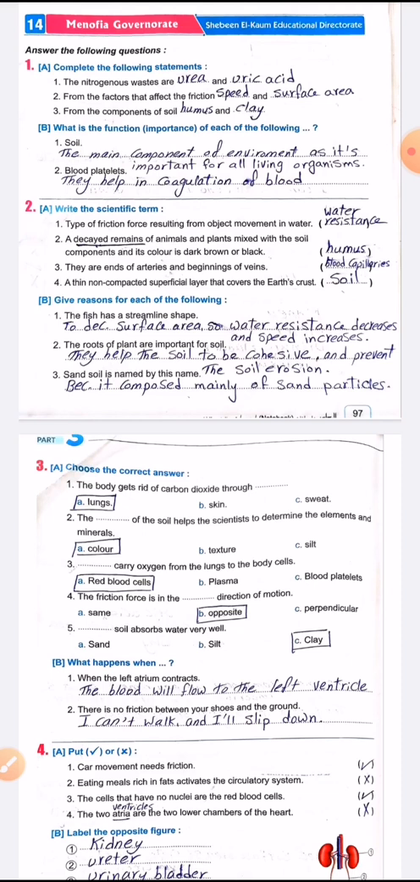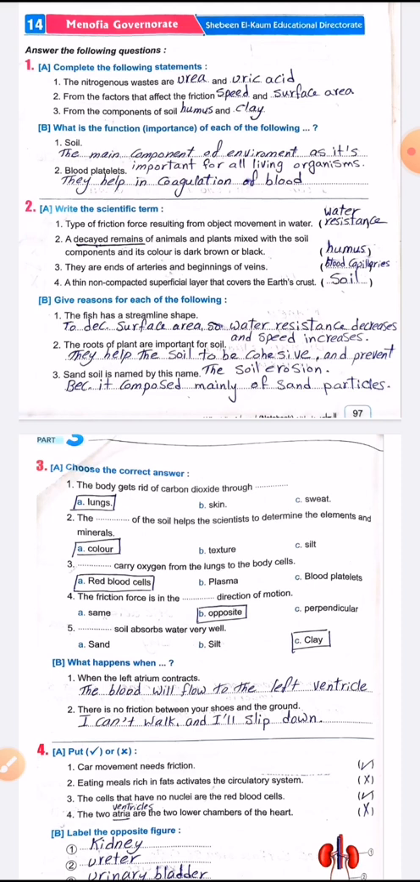B. What is the function or importance of each of the following? What is the function of soil? Soil is the main component of environment as it's important for all living organisms, plants, animals, and humans. Number 2, blood platelets. They help in coagulation of blood or they help in formation of blood clots.